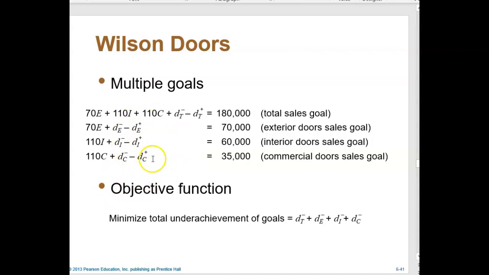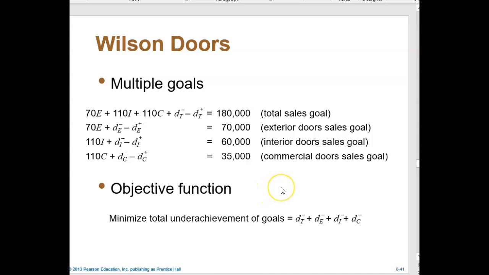So by using these deviation terms in our goal equations, we can now set our objective function as to minimize the total underachievement of goals. Because if we overachieve the goals, obviously that is going to be welcomed. So we don't have a problem with overachieving. We just have a problem with underachieving, which is why we want to minimize the total underachievement. So our new objective function for the goal programming problem would only include the negative deviation terms that we just defined.